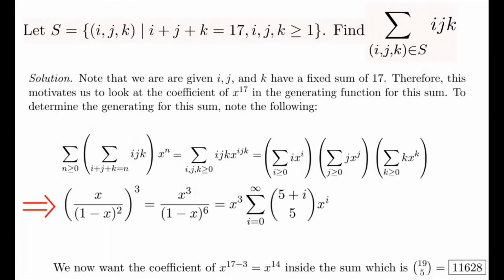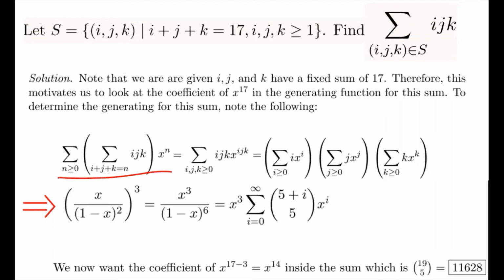Here we have S being equal to the set of i, j, and k, where the sum of them is equal to 17, and all of them are greater than or equal to 1. We have to find this over here. Now, first of all, this is just the sum of the products of i, j, and k, where the sum is equal to 17, of course. Since we know it has a fixed sum, we can make a function with n being equal to i plus j plus k, and we have to look at it where n is equal to 17.